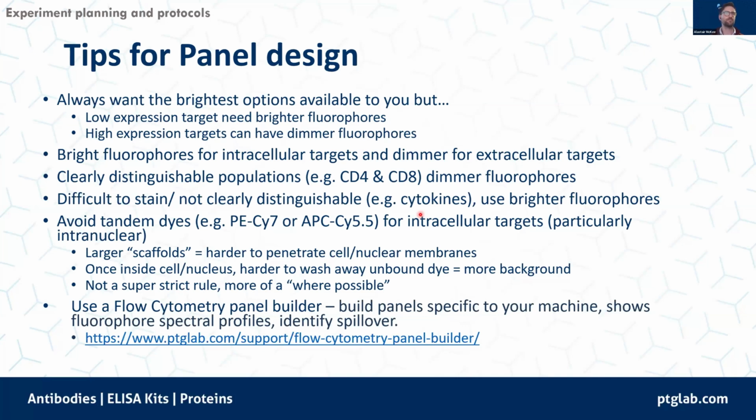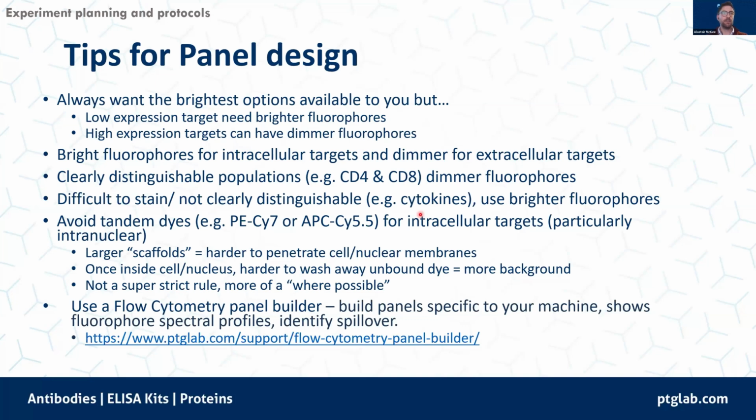A couple of other tips as well: if you're working with intracellular targets, sometimes it's good to use brighter fluorophores for those, just because they can be slightly more difficult to stain than extracellular targets. If you're working with proteins or cell populations which can be clearly distinguished, i.e. they form two different populations on your dot plots, then sometimes you can get away with slightly dimmer fluorophores as well.